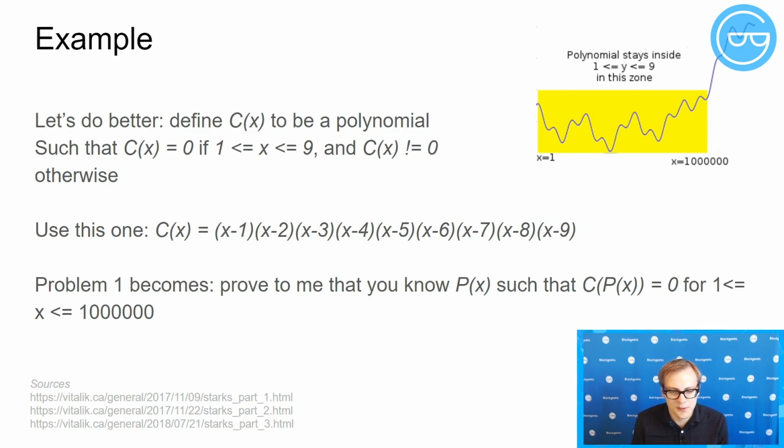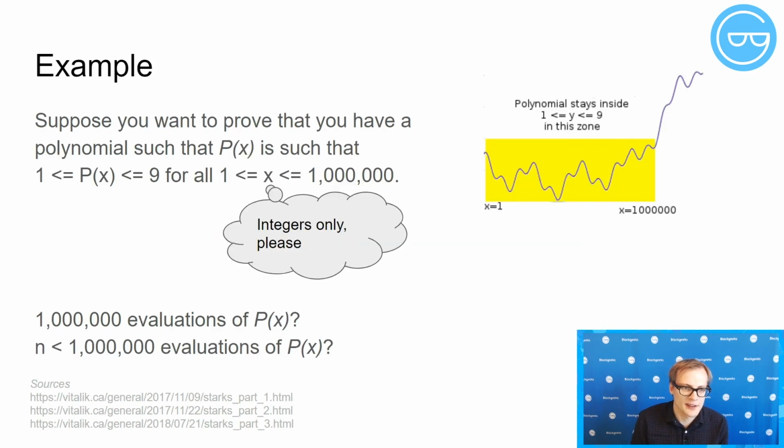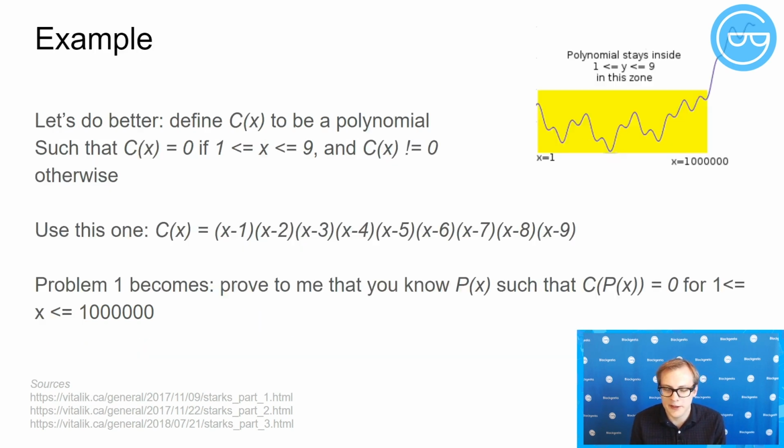That's helpful, because now we can restate problem 1. Instead of proving to me that you know p of x, with those other conditions, I can now say, prove to me that you know p of x such that c composed with p of x is equal to 0 for all the values that I care about. And this is nice because I can prove this a little bit more concretely than in the last case. Because if we look back at the last case, there's a lot of English there and a little bit less math. Here we're taking out some of that English and putting in some very formal math, right?